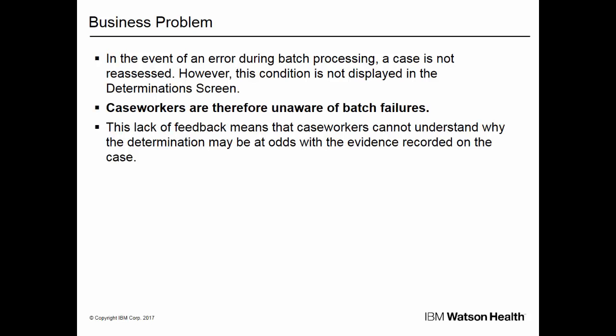In the event of an error during batch processing, a case is not reassessed. Consequently, the result of that evidence change, that is, the new determination, could be at odds with the evidence recorded on the case. In other words, the determination does not reflect the evidence change. However, this condition is not displayed in the determination screen. Caseworkers are therefore unaware of batch failures. This lack of feedback means that caseworkers cannot understand why the determination may be at odds with the evidence recorded on the case.